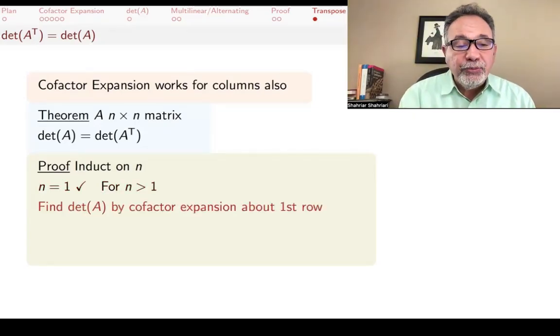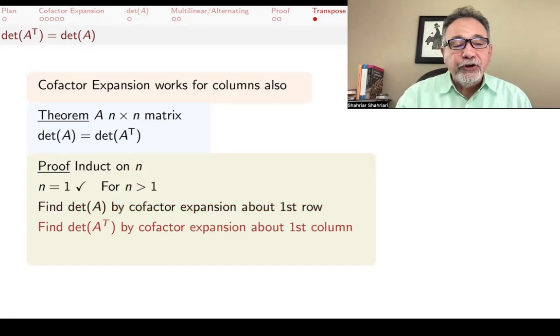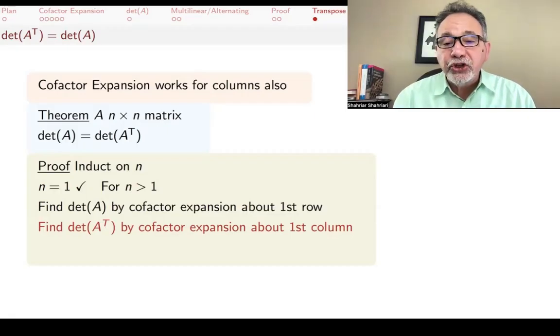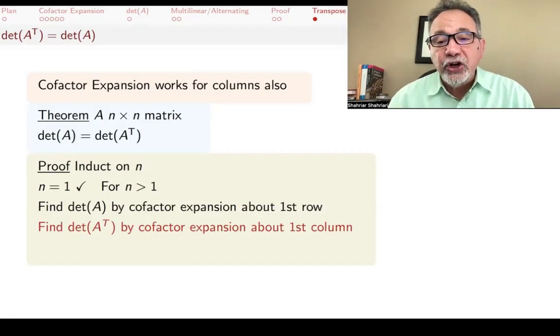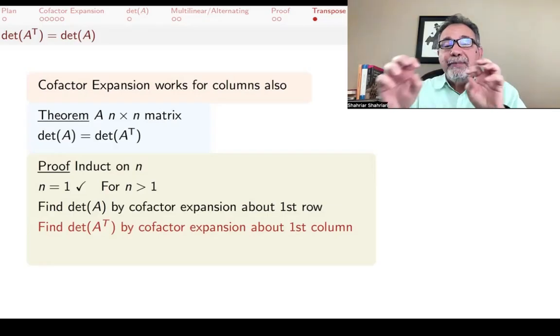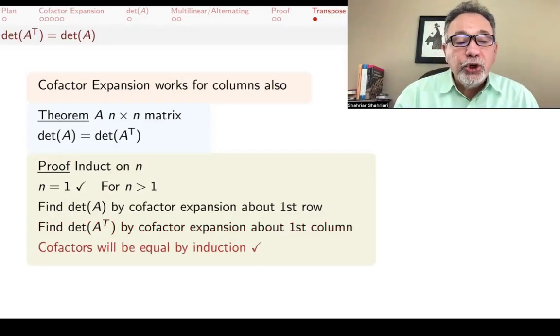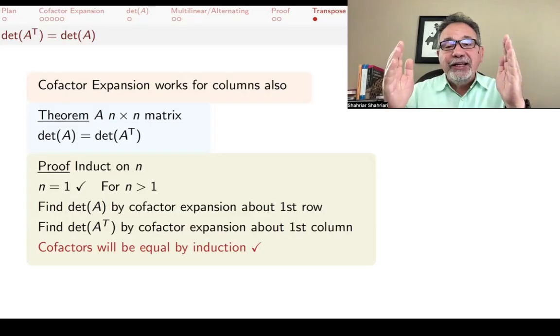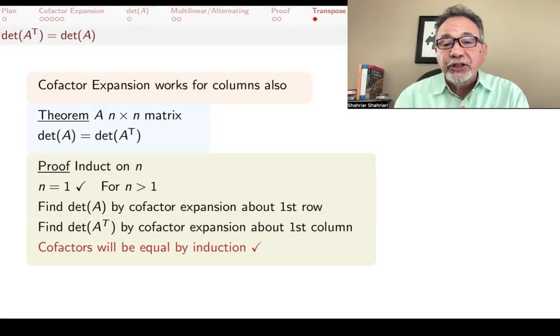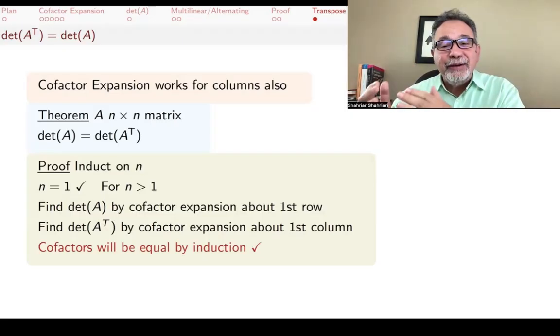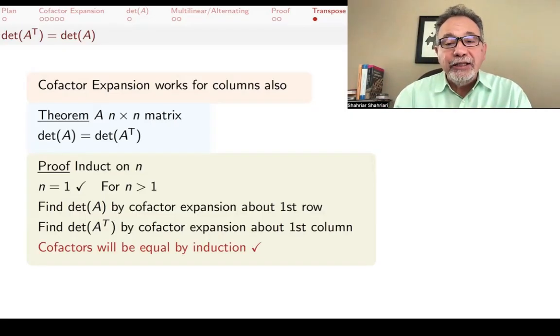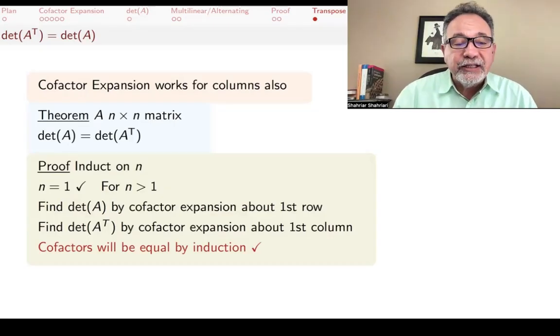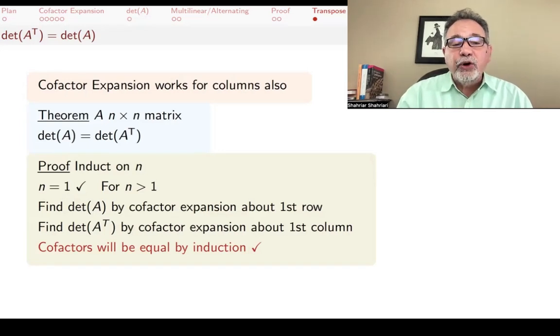I try to find the determinant of A by cofactor expansion about the first row, and I also want to find the determinant of A transpose by cofactor expansion about the first column. Now, the first row of A is the first column of A transpose, so those coefficients that I'm multiplying by cofactors are the same. But so are the cofactors. Why? The cofactor is a plus or minus 1 times the determinant of that n minus 1 by n minus 1 matrix. And the determinant of such a matrix is the same as the determinant of its transpose by induction. So by the inductive hypothesis, those cofactors will be the same, and I'm multiplying them by the same thing and adding them, and therefore I will get the same.